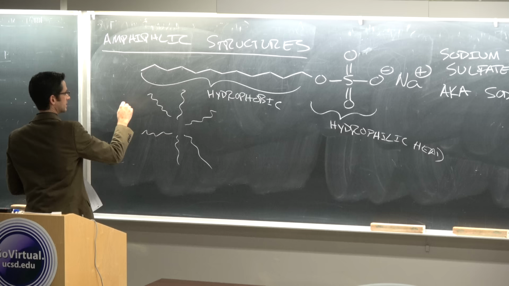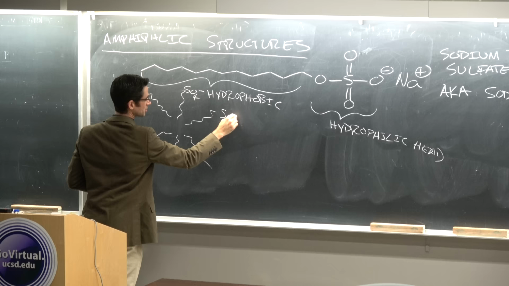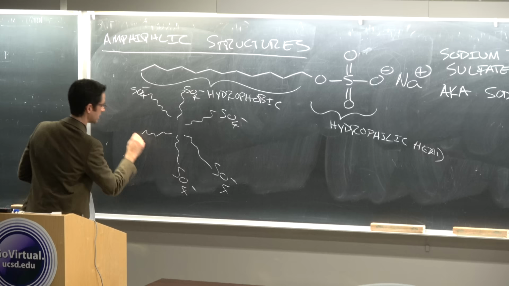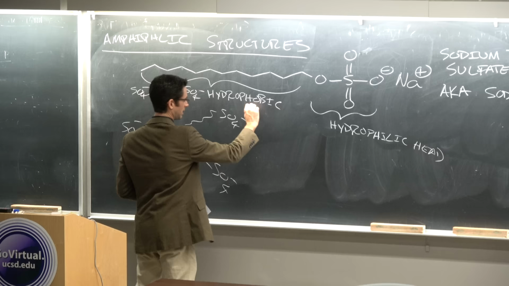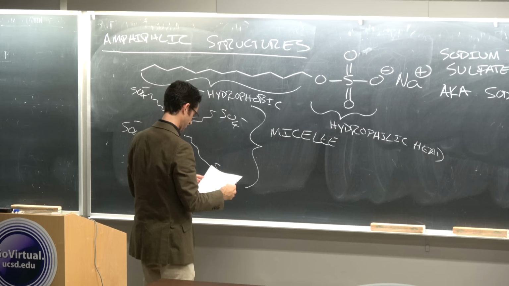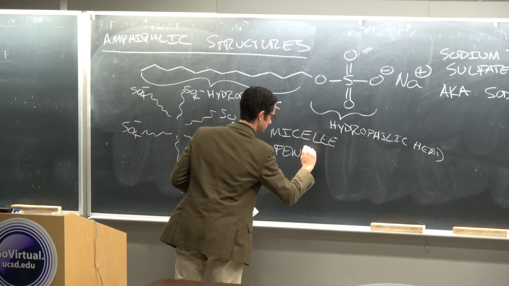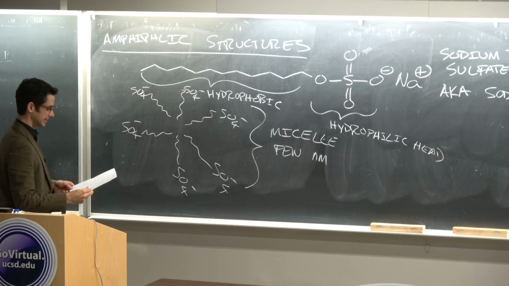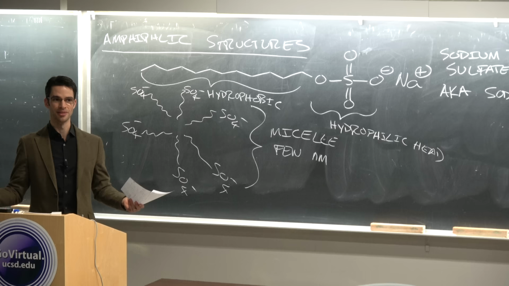So you have SO4 minus, SO4 minus, SO4 minus, SO4 minus, SO4 minus, SO4 minus. This is called a micelle, as opposed to your cell. And it's a few nanometers in diameter. This is a really simple kind of nanoparticle that we deal with basically every day if we wash our hands.